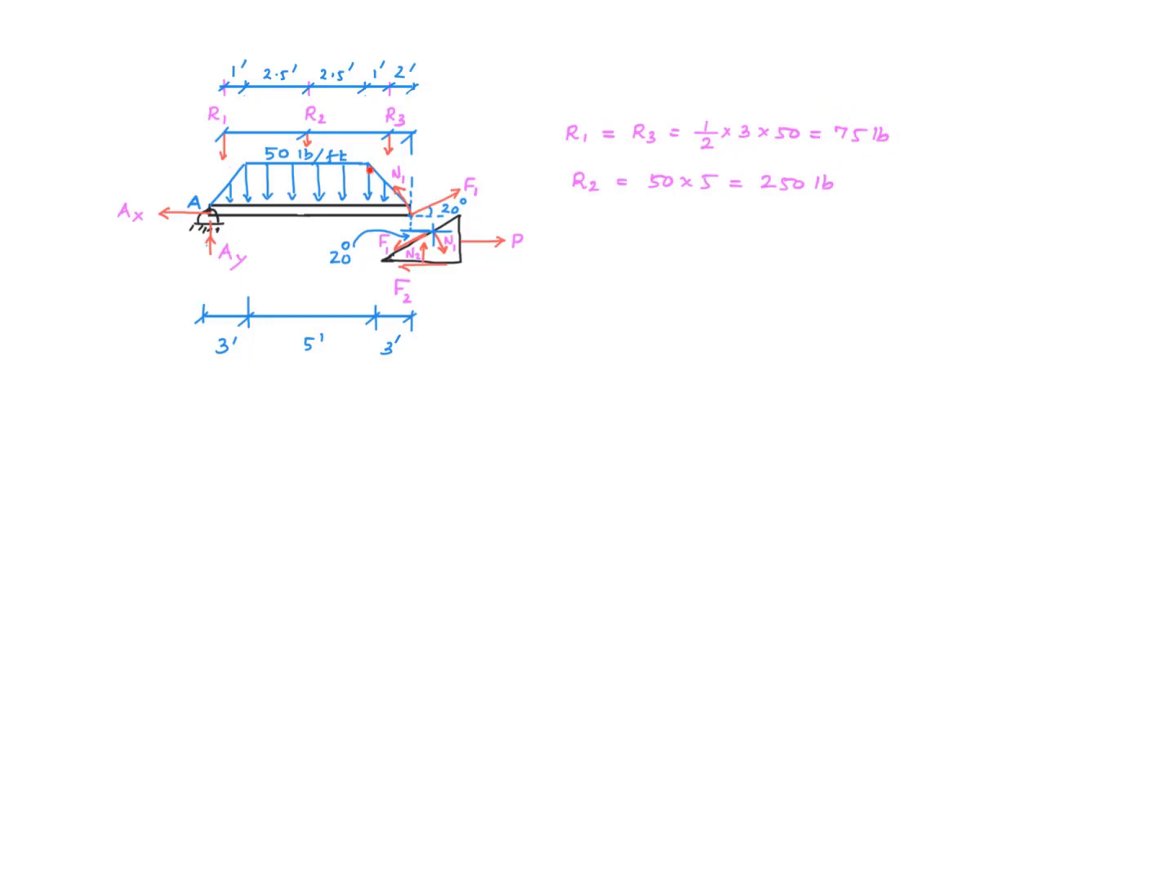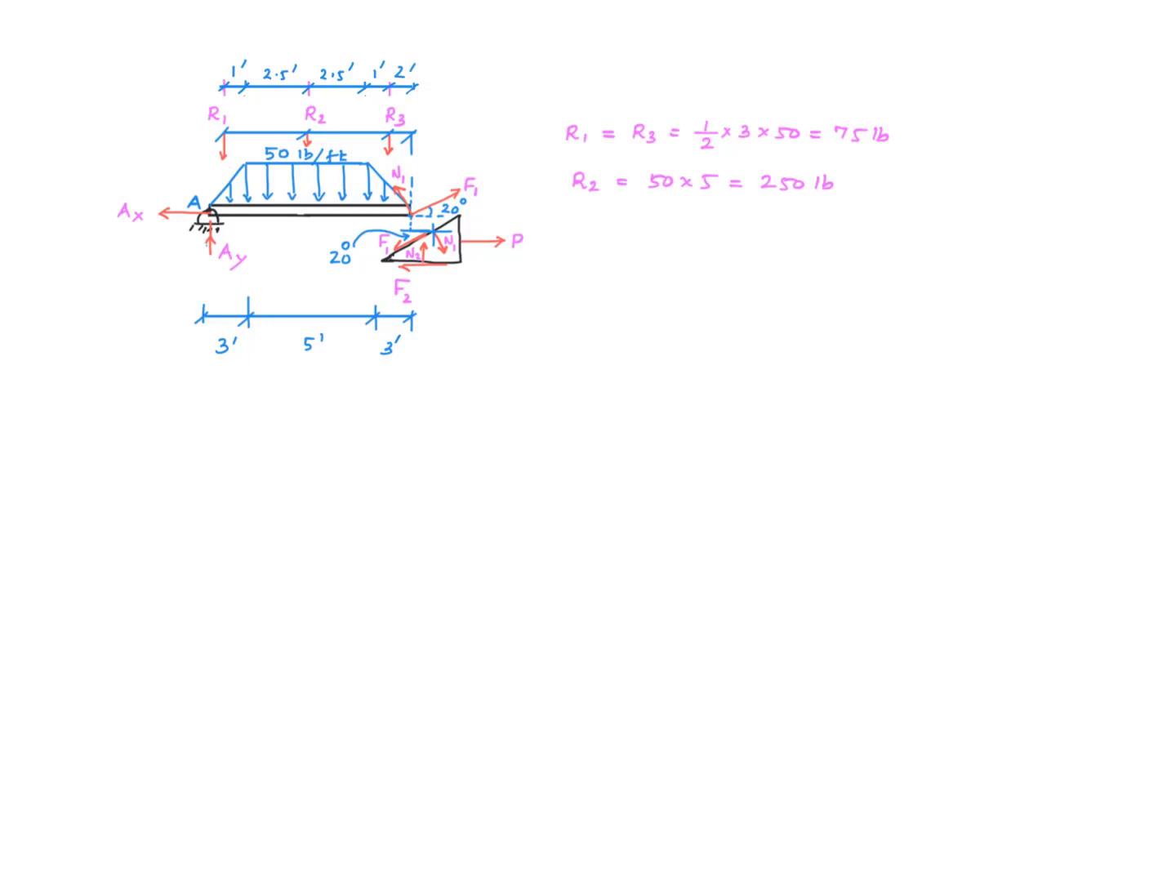We note the area under this triangle is identical to this, and therefore R1 and R3 are equal to each other. The area under the uniform part is 50 times 5. This is 5 right here, that's the length. And the intensity here is 50 pounds per linear foot, and therefore the point load associated with that, R2, is 250 pounds.